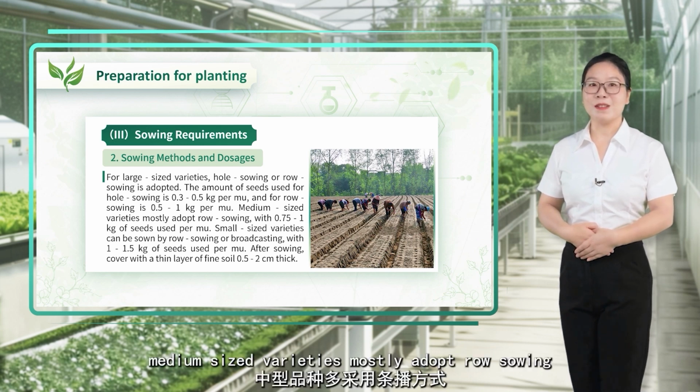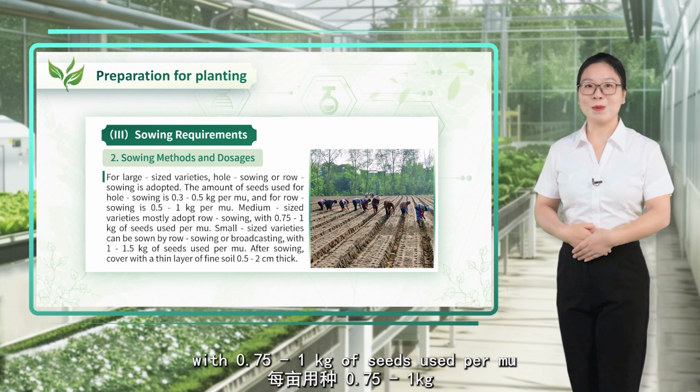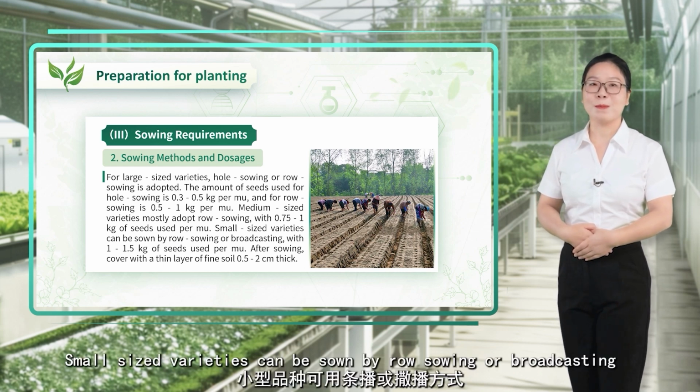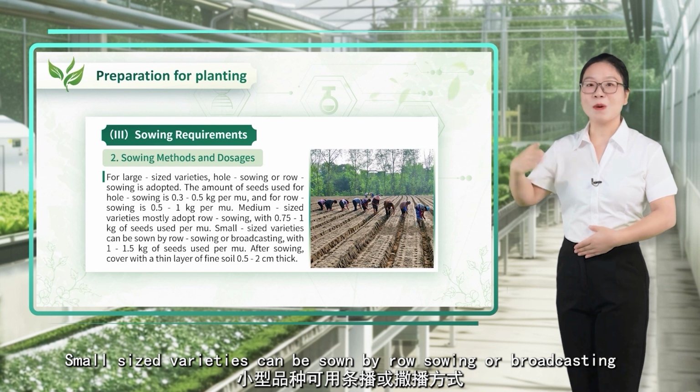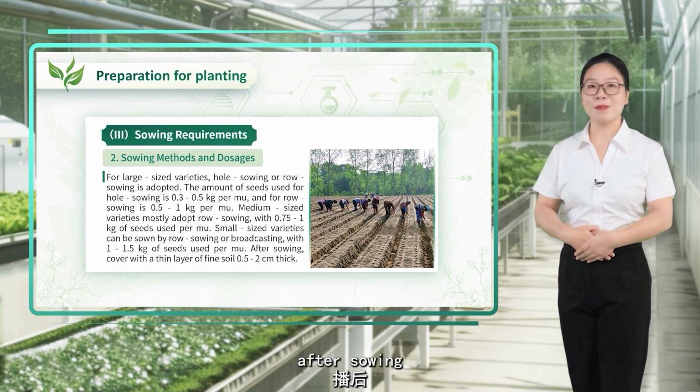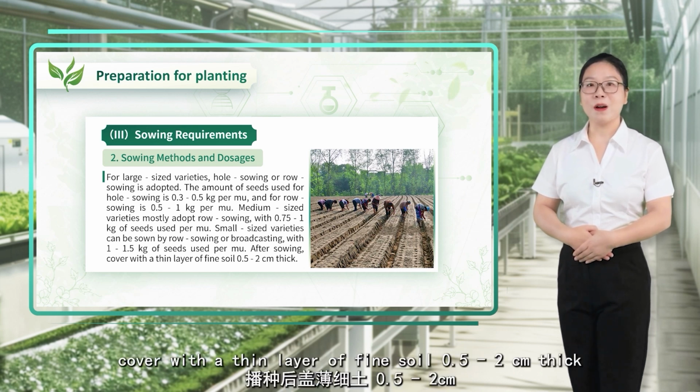Medium-sized varieties mostly adopt row sowing with 0.75-1 kg of seeds used per mu. Small-sized varieties can be sown by row sowing or broadcasting with 1-1.5 kg of seeds used per mu. After sowing, cover with a thin layer of fine soil 0.5 cm thick.